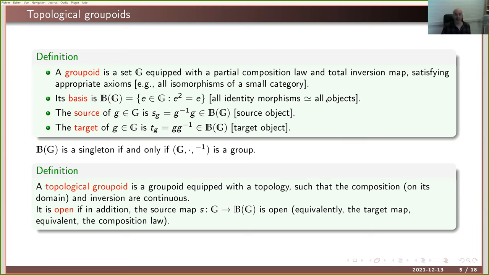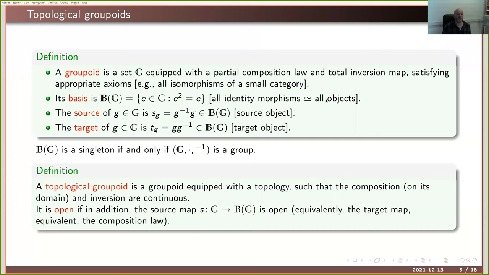And I can recognize the objects of the category because an isomorphism is equal to its square if and only if it's the identity of some object. So that allows you to identify the objects as the set of all identity maps, and it's a subset of G. And then if you have an isomorphism, you can find its source object and its target object, basically by composing it with its inverse one way or the other. And it's a group if and only if the set of idempotents is a singleton. So it's a groupoid over a singleton.